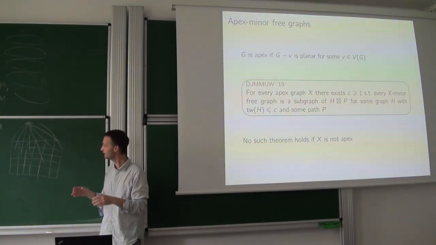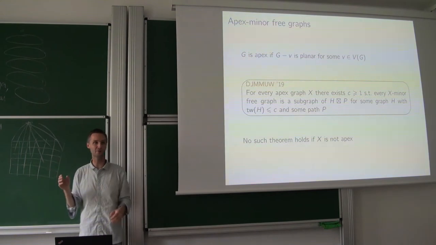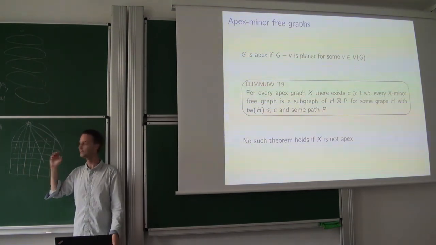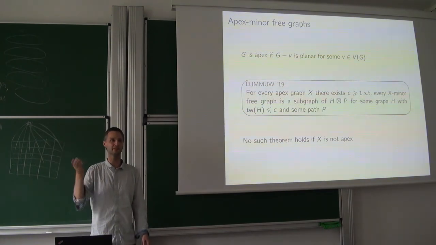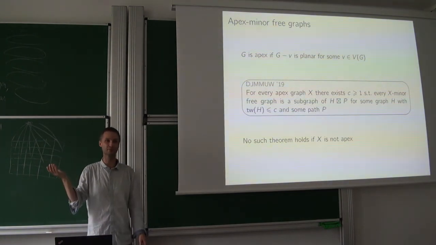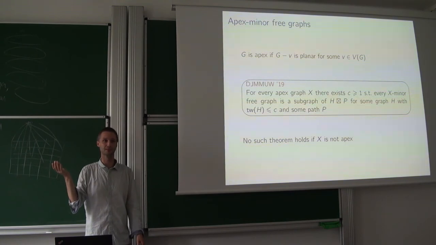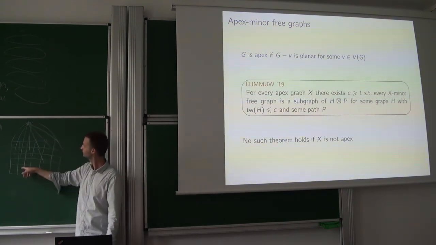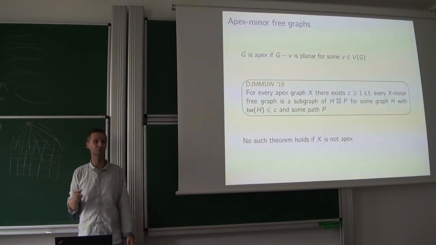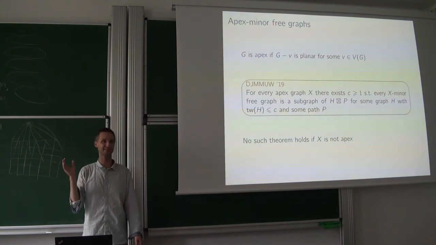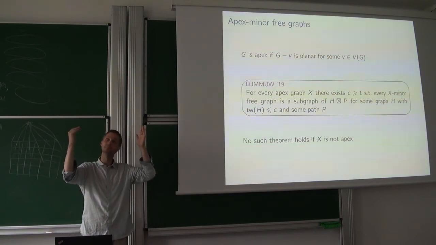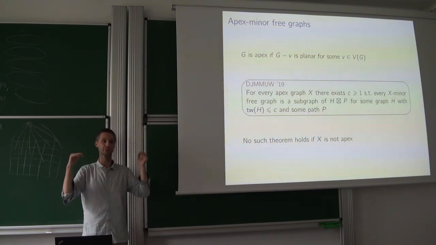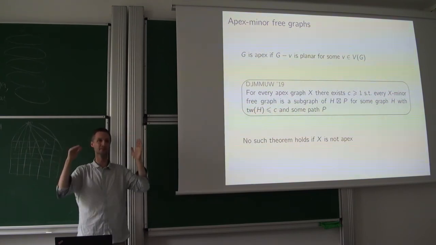Why? Well, imagine that you could somehow have a product structure for pyramids. So that's your graph G, and it is contained as a subgraph in H times P, where H has bounded tree width. But your pyramid has diameter 2. It has very small diameter. So as a subgraph, your pyramid will live in at most 3 consecutive rows of your product, because you have tiny diameter.